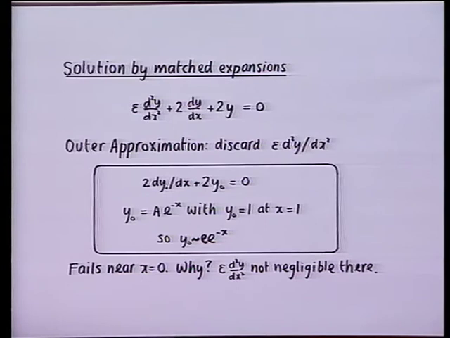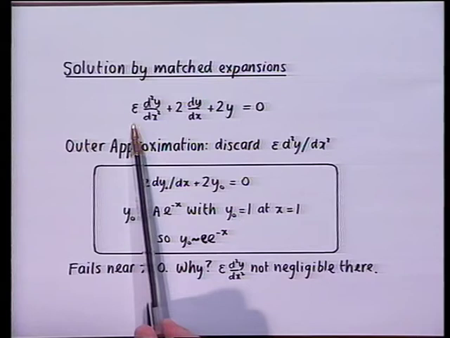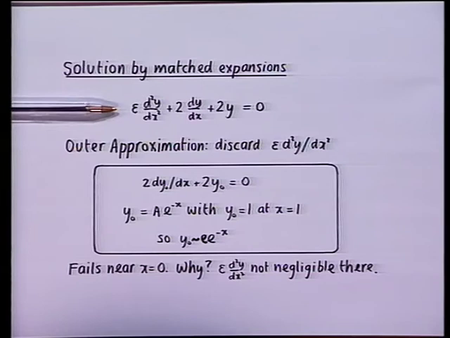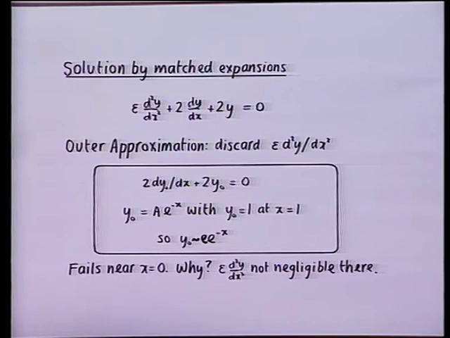There's the equation again. As a first try, I'm going to neglect this term, and I'll denote the approximation so obtained by y naught, as a reminder that we're solving a simplified equation, this one, instead of the original one, which is that. You see we have a problem here, because the approximate equation is a first order equation, and therefore we can only satisfy one of the subsidiary conditions.